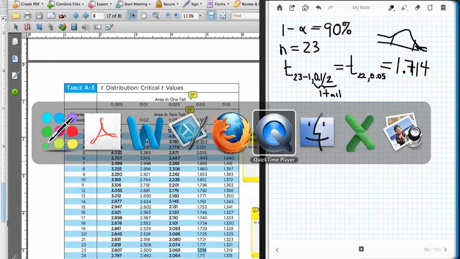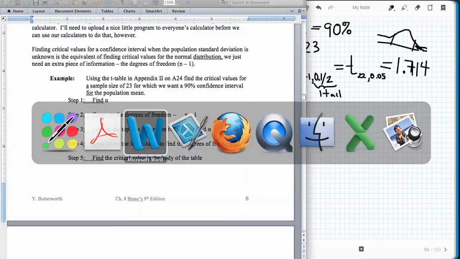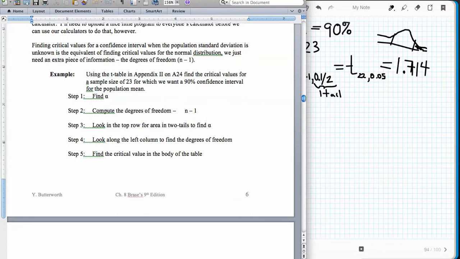All right, let's go do another one, and maybe you can see if you can do the values on your own this time.